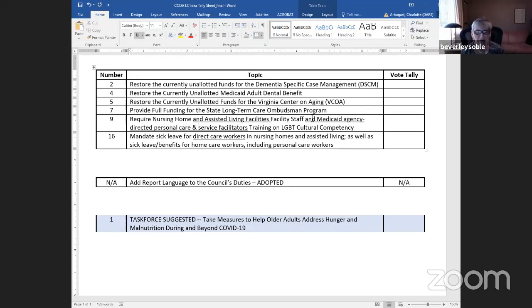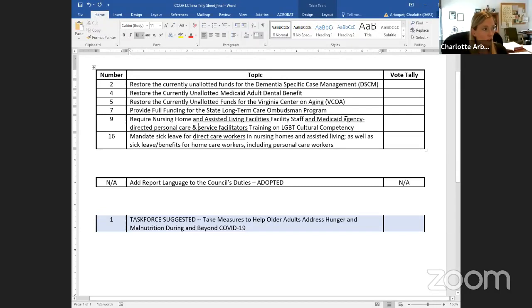And what do we mean by Medicaid agency? Well, the modifier is agency-directed, and that's when in Medicaid, David, unless you want to explain this, whichever.